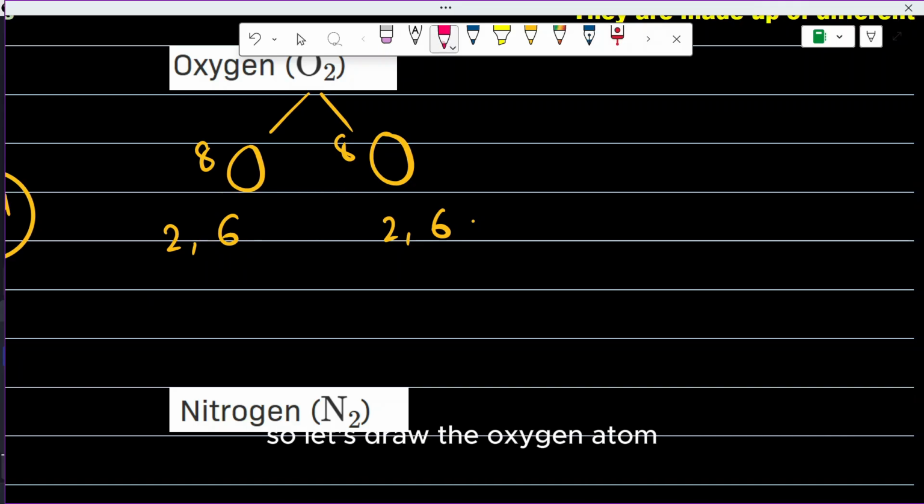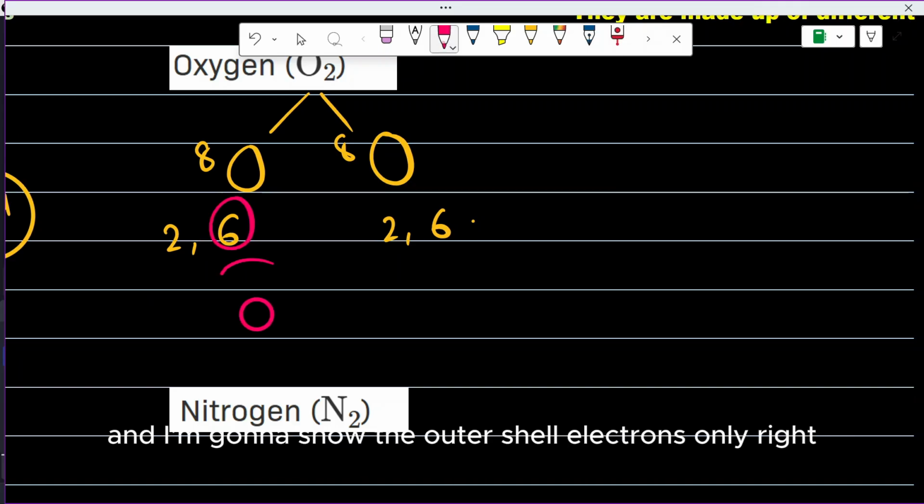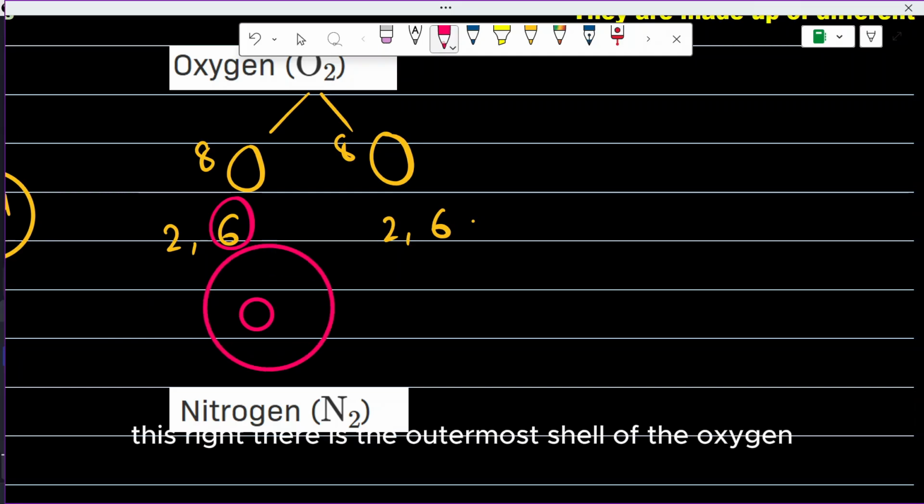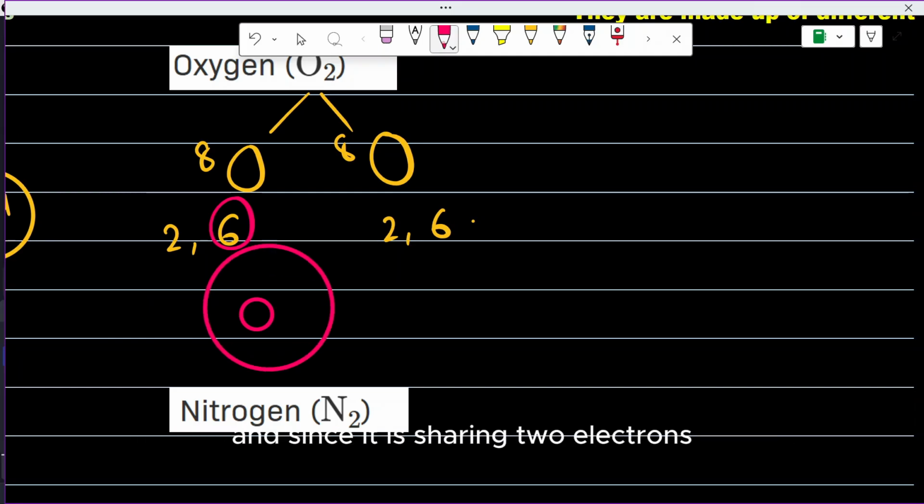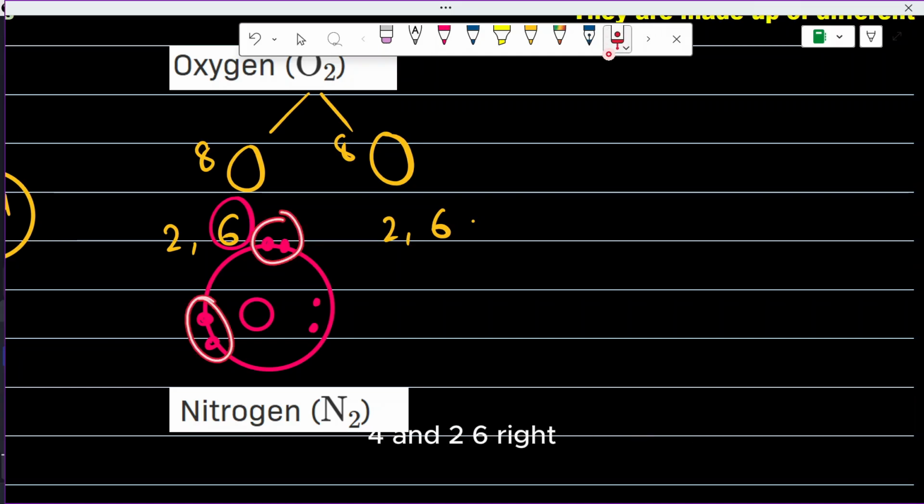So let's draw the oxygen atom. We have oxygen here, and I'm going to show the outer shell electrons only, right? This is the outermost shell of the oxygen. Since it is sharing 2 electrons, I'm going to draw 2 electrons over here, and the rest over here: 1, 2, 3, and 4. Total of 6 electrons, as you can see. So make sure you draw 6 electrons: 2, 4, and 2, 6, right?